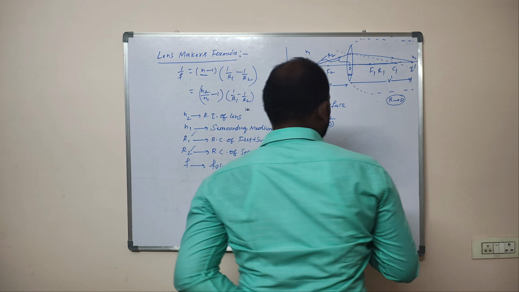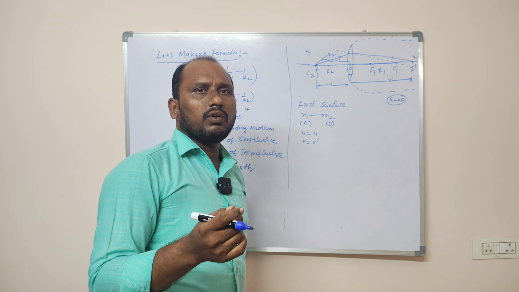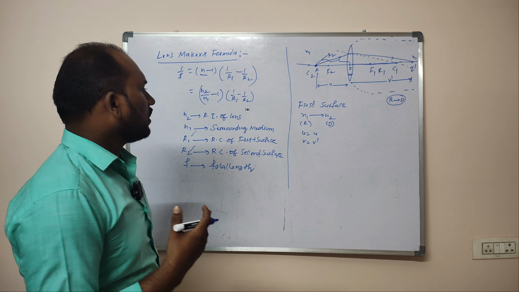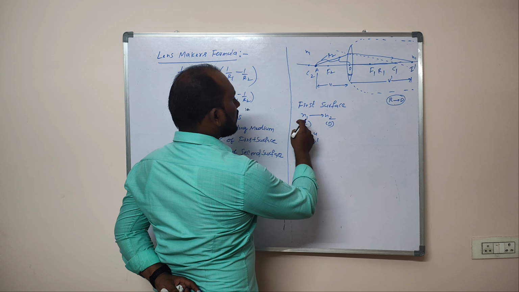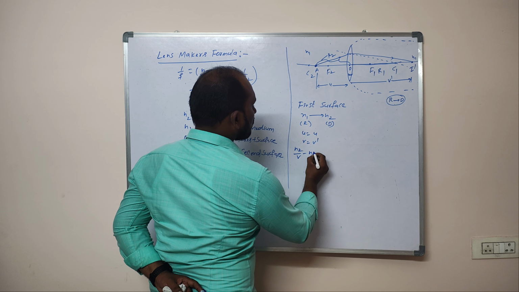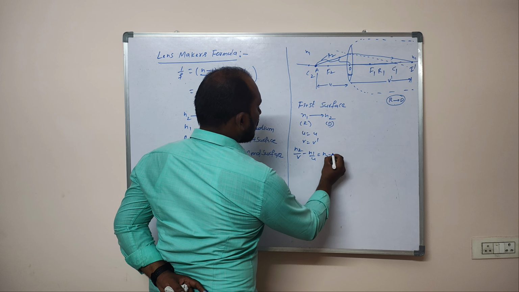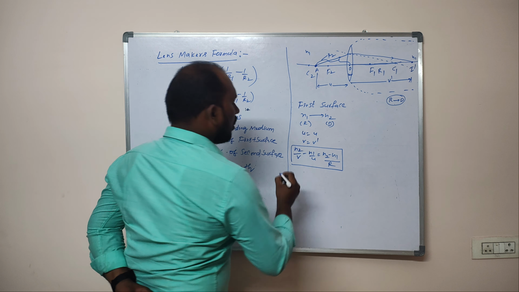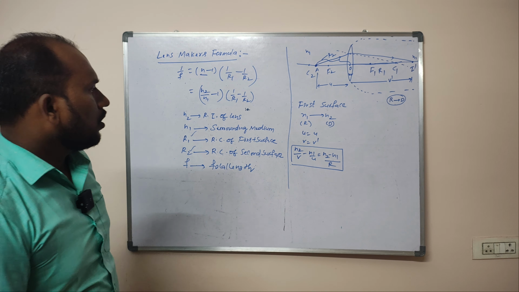Now we want to write down the image formed by a curved surface. I already discussed this, so see one of my videos, the link for which is in the description. If you click on that link, you will get the derivation. When a light ray travels from rarer to denser, the formula is n2 by v minus n1 by u is equal to (n2 minus n1) by R. This is the formula of image formed by a curved surface.